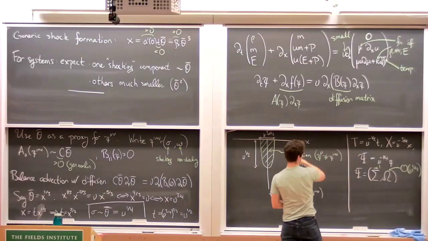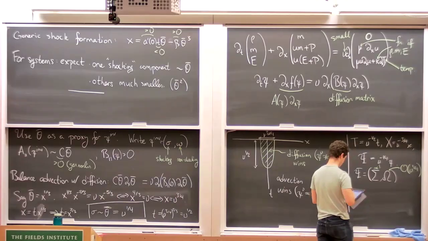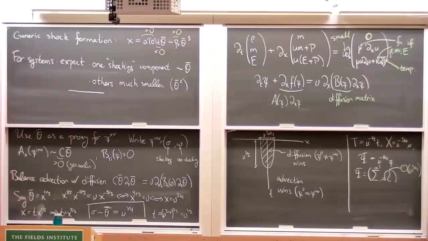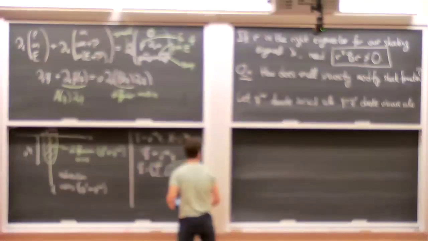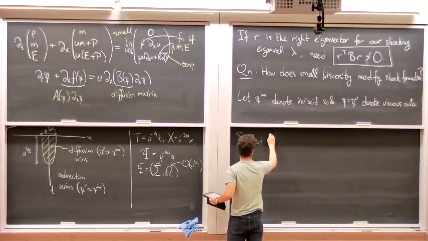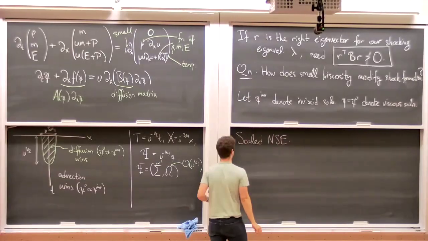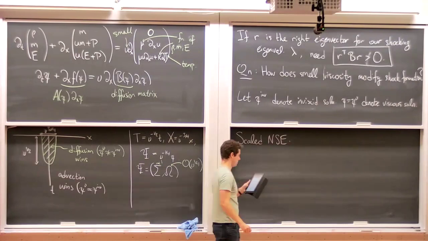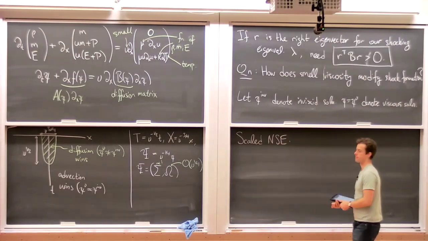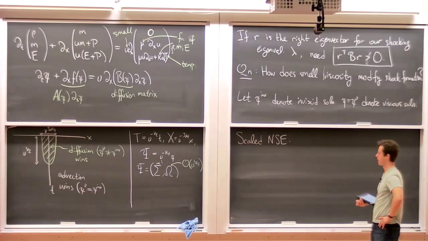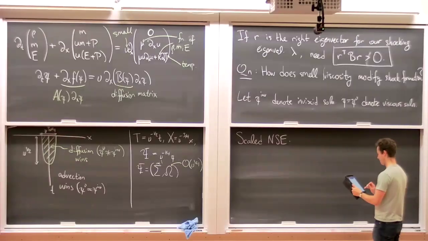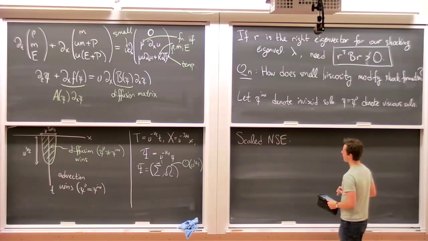So after I perform this rescaling, maybe I'll do it over here. So the rescaled Navier-Stokes equations I get. Sorry, so the non-shocking components scale like a half? Yes. Because roughly speaking, they're like a square of the shocking components. And this again has to do with a little bit of subtlety in how I'm measuring them, but we can talk later if we want to get into that.